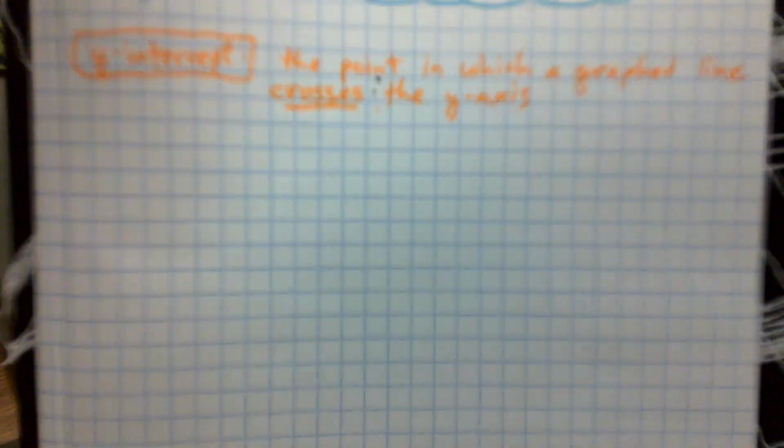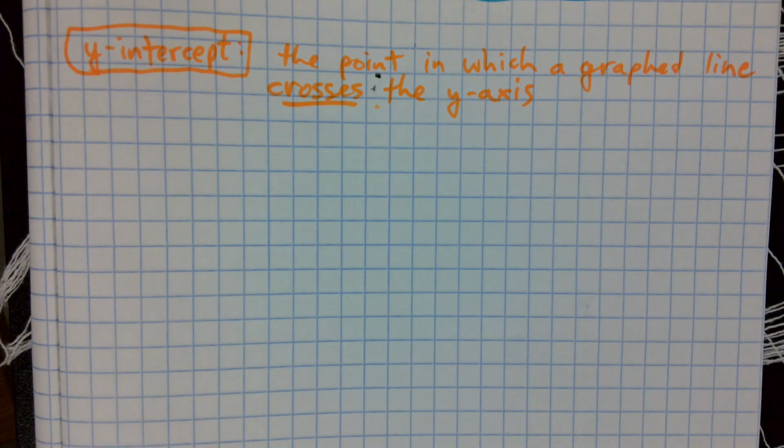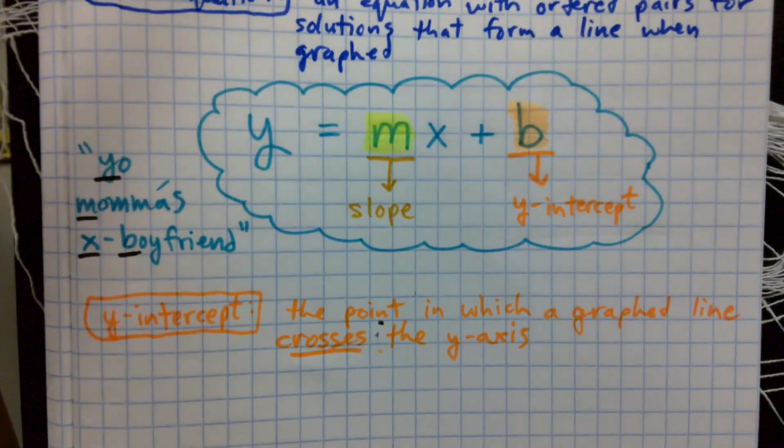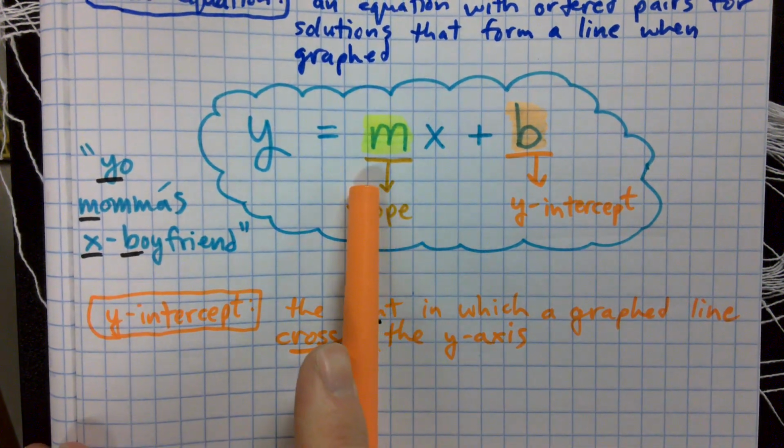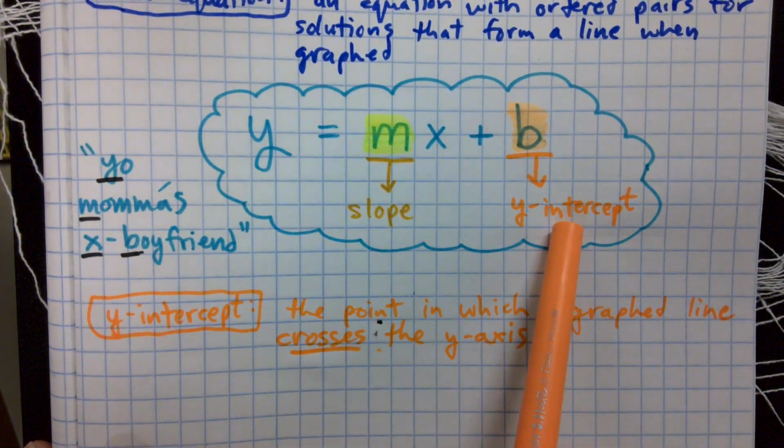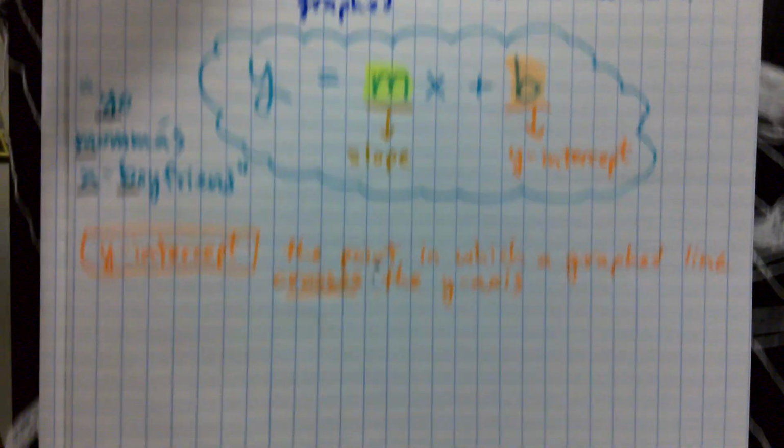So today, like I said, it's going to be very simple. All we're going to figure out is what number is my slope, or m, and what number is my y-intercept, also known as b?